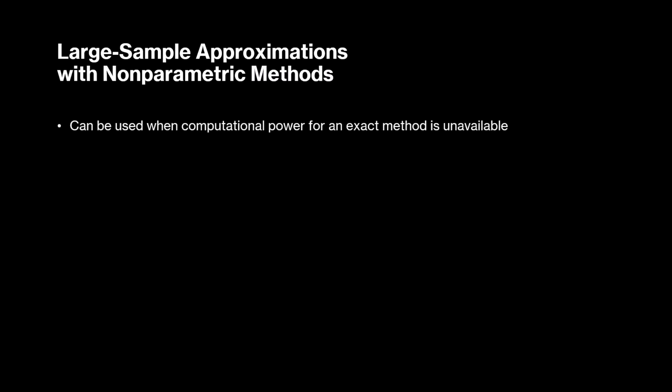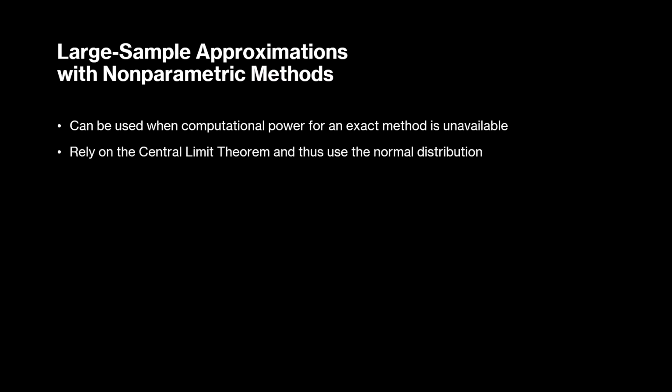Here are some basic ideas to keep in mind when you are considering large sample approximations with nonparametric methods. First, the only reason that we're turning to such methods is that we don't have enough computational power for an exact method. That means that our sample size has grown so large that we can no longer calculate exact probabilities. How large is that? It depends on the nonparametric method you are using, as well as the algorithms available to you to calculate exact probabilities for those methods. So there is no one sample size rule here.